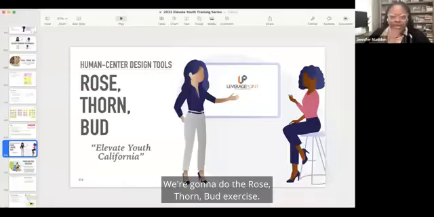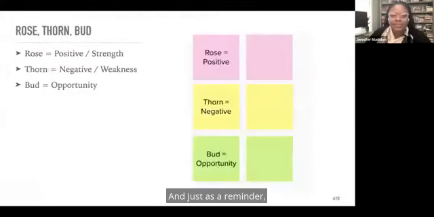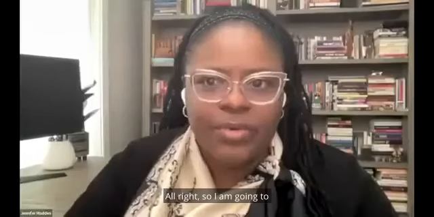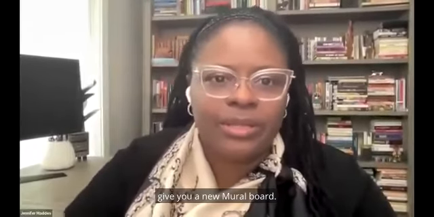We're going to do the rose, thorn, bud exercise. Remember that the topic is going to be Elevate Youth California. And just as a reminder: pink, positive; thorn, negative; bud, opportunities. All right, I am going to give you a new Mural board.